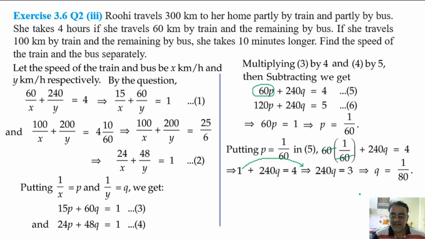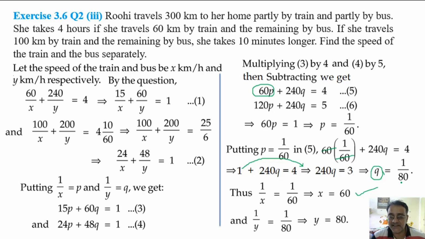Now what was p? 1 by x, and q was 1 by y. So we'll compare. First, 1 by x is equal to 1 by 60 implies x is equal to 60. And second, 1 by y is equal to 1 by 80 implies y is equal to 80. So hence we'll write the conclusion. I have not written it here, there is no space. Hence the speed of the train is 60 km per hour and the speed of the bus is 80 km per hour. Any doubt? No, sir.